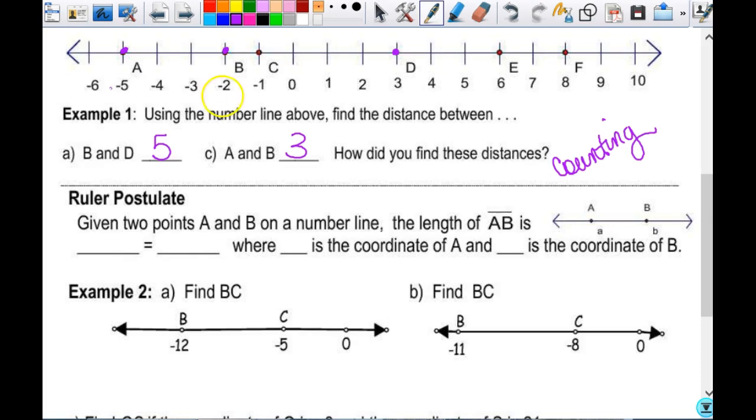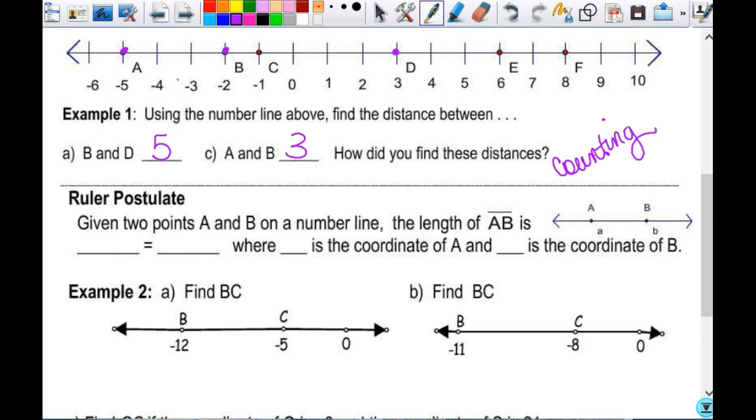Negative 2 minus negative 5 is negative 2 plus 5, which is 3. So if I subtract that way, I get 3, and it's fine. If I subtract the other way, I get negative 3. But if I take the absolute value, it doesn't matter what order I subtracted, and I don't have to keep up with that stuff. All right?